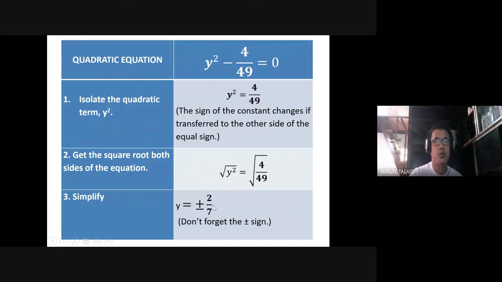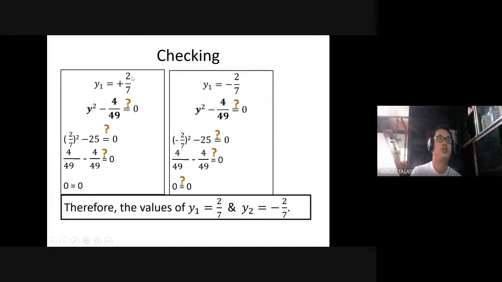So, to check whether our answer is correct, substitute 2 over 7 for y. So y squared becomes 2 over 7 squared, that is 4 over 49. Minus 4 over 49 is equal to 0 is equal to 0. Now, if we have here a negative 2 over 7, getting the square of this, still that is positive 4 over 49 minus 4 over 49 is equal to 0 is equal to 0. Therefore, the roots of the equation are 2 over 7 and negative 2 over 7.